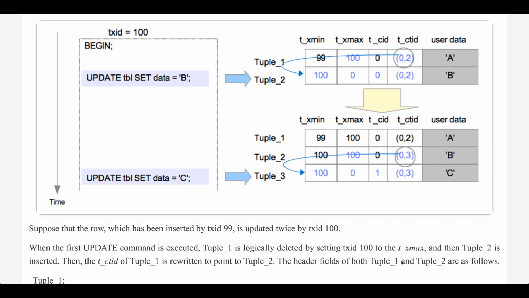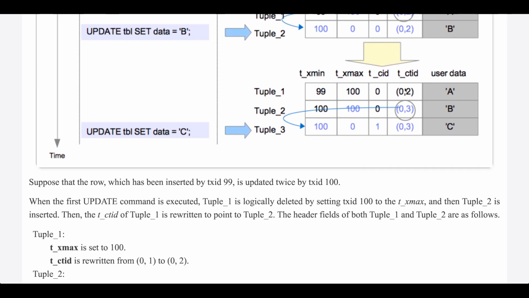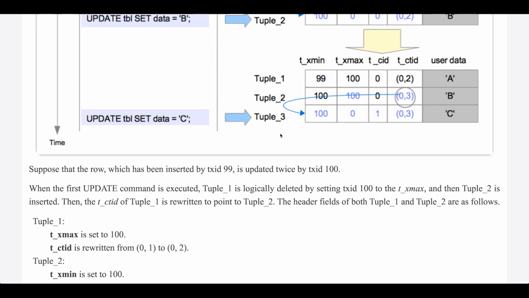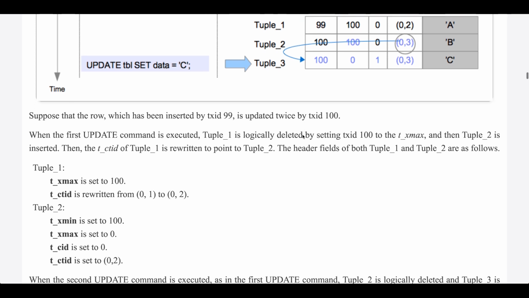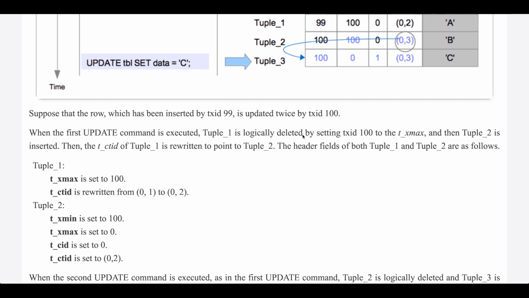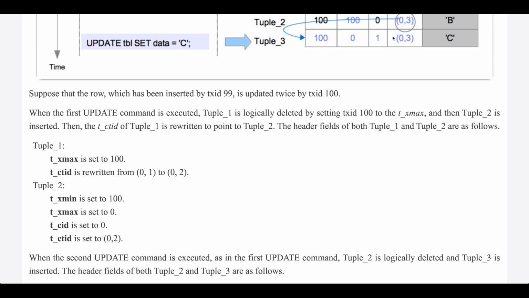The header fields of both tuple 1 and tuple 2 are as follows. Tuple 1, txmax is set to 100, and the t_ctid is rewritten from 01 to 02. And tuple 2, txmin is set to 100, txmax is set to 0, t_cid is set to 0, t_ctid is set to 02, which points to itself. When the second update command is executed, as in the first update command, tuple 2 is logically deleted and tuple 3 is inserted.